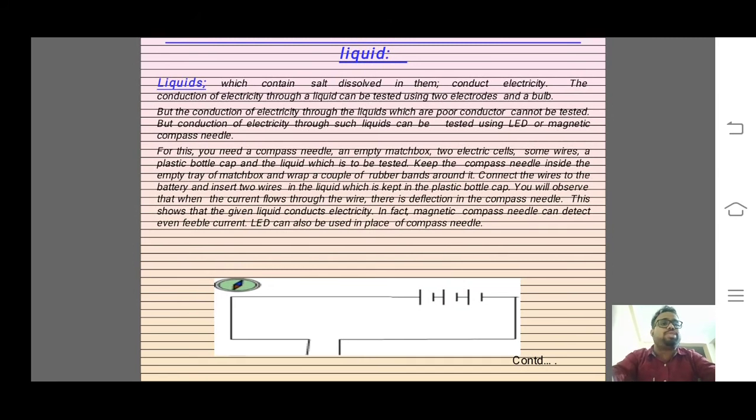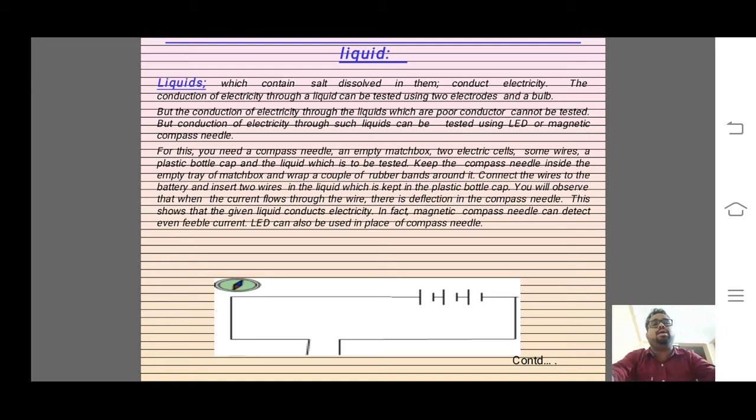This is a very important paragraph: liquids which contain salt conduct electricity. The liquids which do not have any salt do not conduct electricity. For example, tap water. Tap water has some minerals and salt dissolved in it, so tap water will be a good conductor of electricity. But distilled water is free from all salts and minerals, so distilled water cannot be a good conductor of electricity.